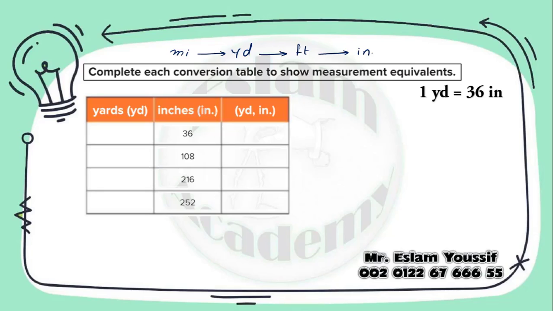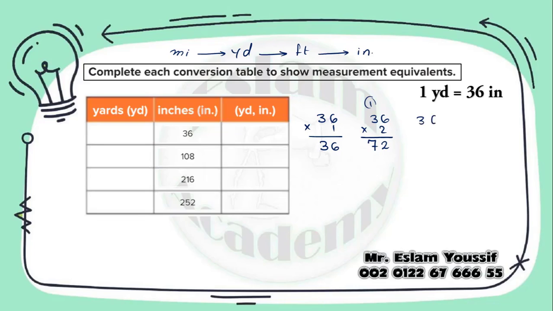To divide, we can just write the times table of 36 to make it easy for us. Just write here the greatest number that we have, which is 252. So we just need to write the times table of 36 until we find 252. So 36 times 1, the answer is 36. And 36 multiplied by 2: 2 times 6 equals 12, write 2 and carry 1. 2 times 3 equals 6, plus 1 equals 7.